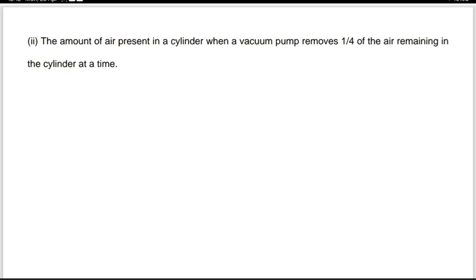The second subdivision: the amount of air present in a cylinder when a vacuum pump removes 1/4 of the air remaining in the cylinder. So there is a cylinder and a certain amount of air is present in it, and whenever the vacuum pumps the cylinder, 1/4 of the total air is removed at that time. We don't know how much air is present in the cylinder, so let's assume the amount of air be x.